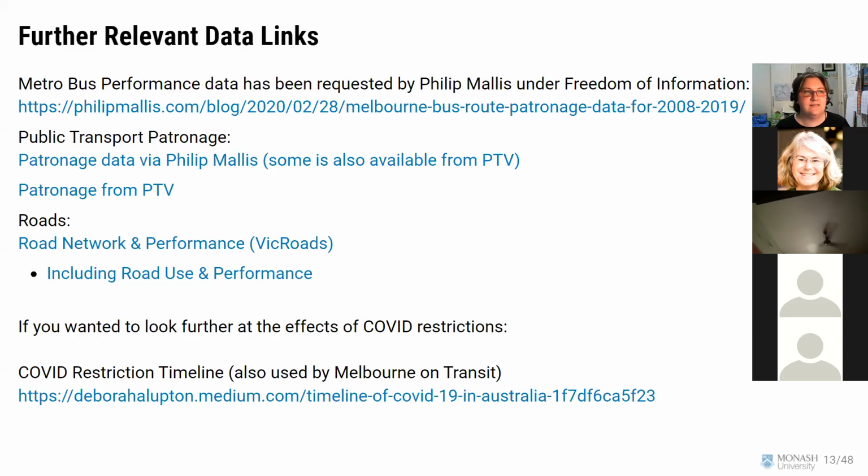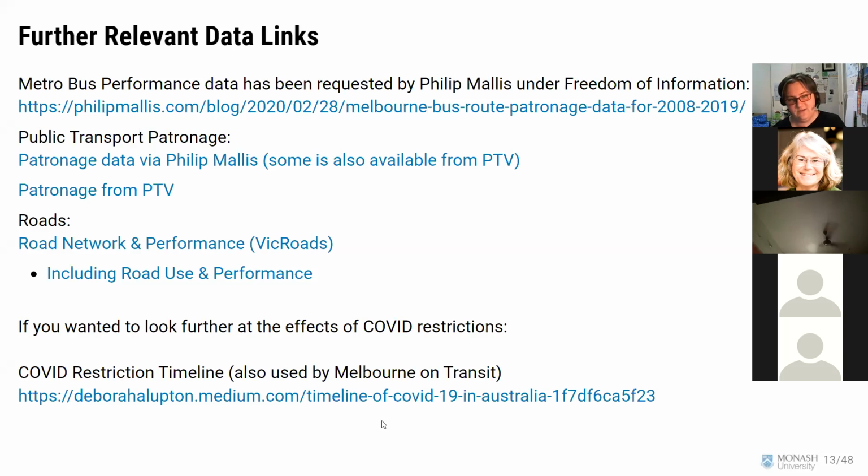Just a few other mentions. There's other things available, like there is some patronage data. Patronage is how many people are on the trains, trams, buses. The data's not very good quality or very recent or in very fine detail, so that's a bit disappointing. There is a lot of data about road congestion and road speeds. So there's the links there for VicRoads and underneath that, road use and performance. I haven't really played with that data very much.